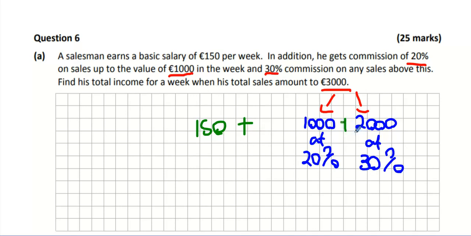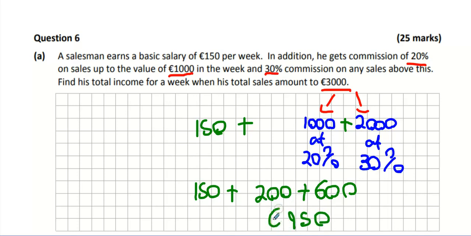So does everybody see that? So 150 plus 20% of 1,000. So it's going to be 150 plus 200. And then 30% of 2,000 would be 600. You add them all up together, and I think we're going to get 950 quid. Happy with 950? Okay.